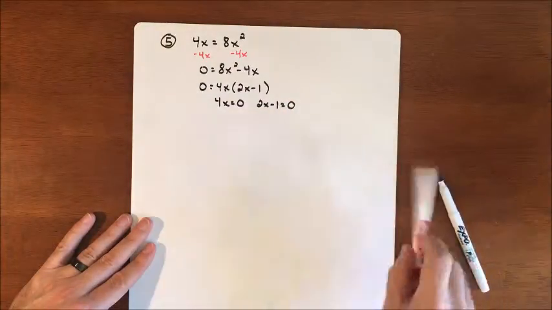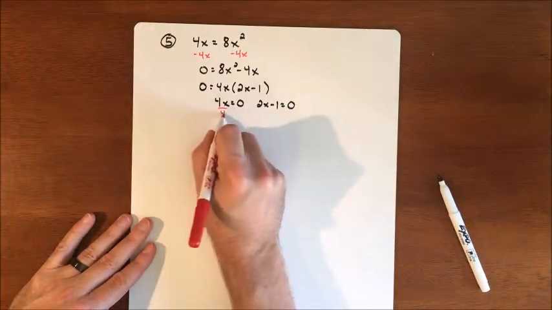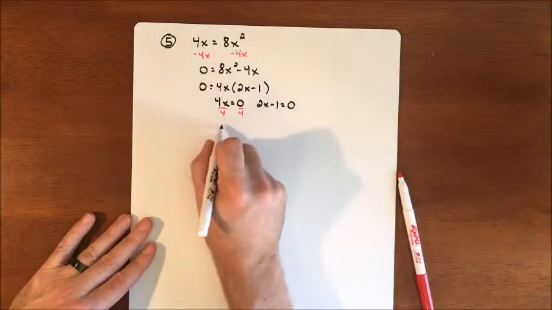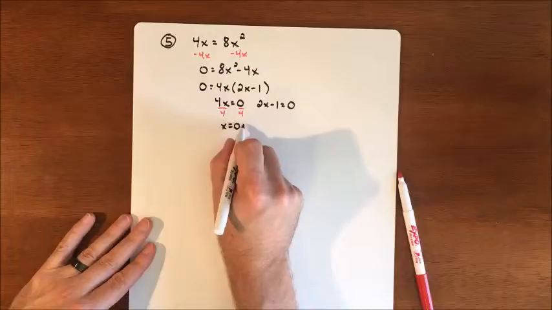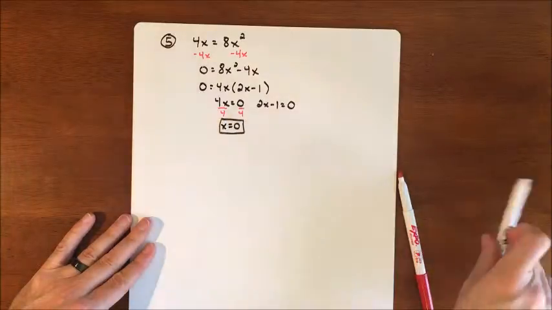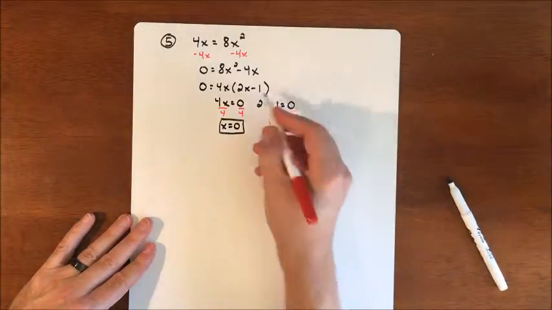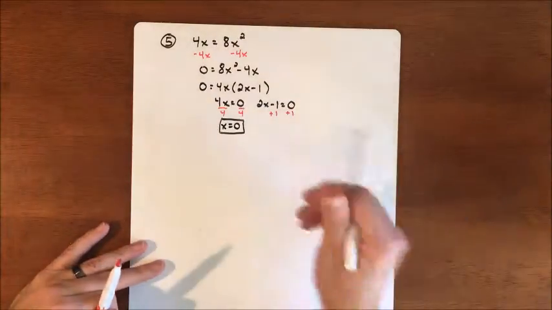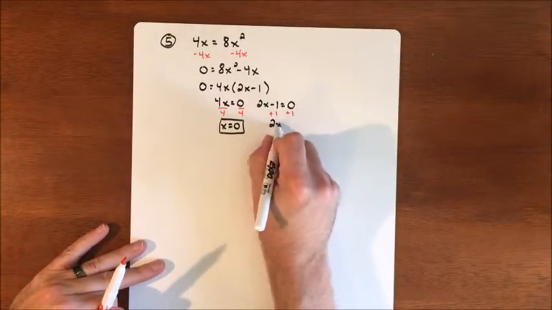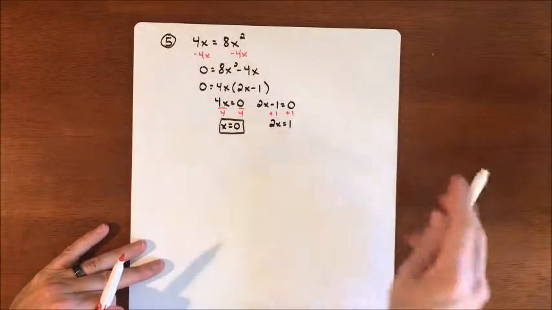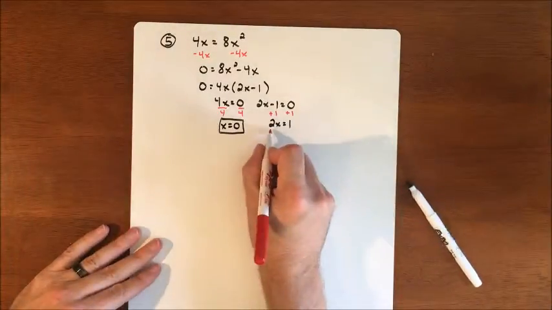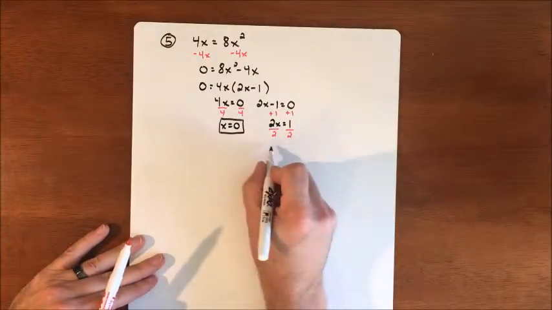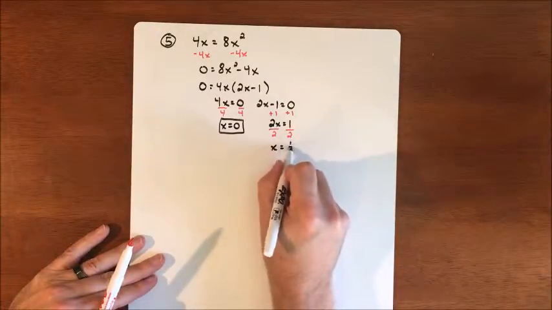All right, so for the first one, we'll divide both sides by 4, and we'll get x equal to 0. And then for the next one, we'll add 1 to both sides, which is going to get us 2x equal to 1. And then we'll divide both sides by 2. And that'll get us x equal to 1/2.